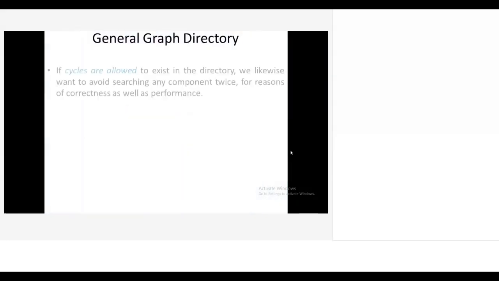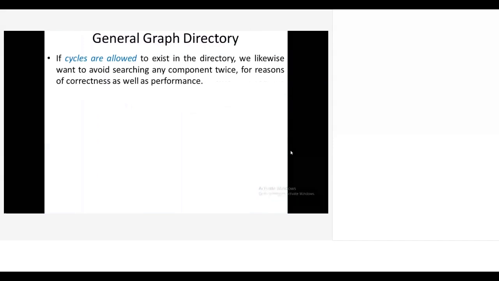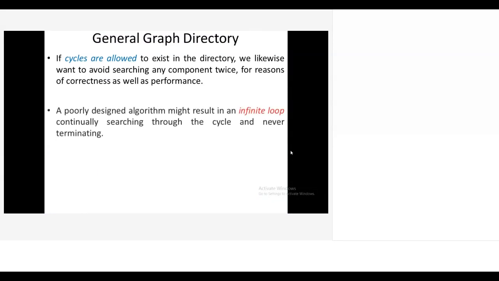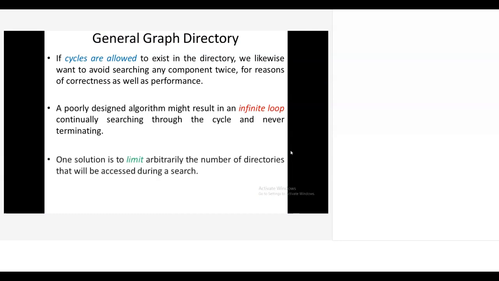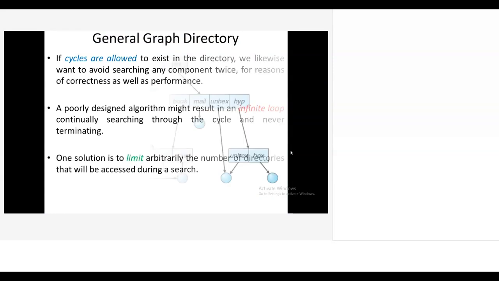So what do we do in general graph directory? We allow cycles to exist in the directory. Obviously we have to avoid the infinite searching. If you have a poorly designed algorithm, you can get stuck in an infinite loop. So what is the solution they have designed? By intuition or some heuristic, they decide how many levels they have to access, and after that the search will be dropped. So one solution is to limit arbitrarily the number of directories that will be accessed during a search.